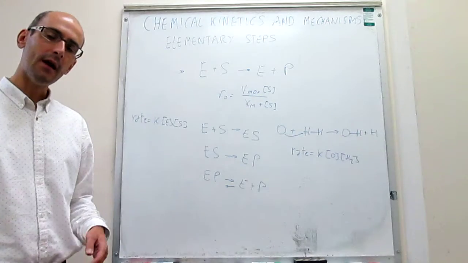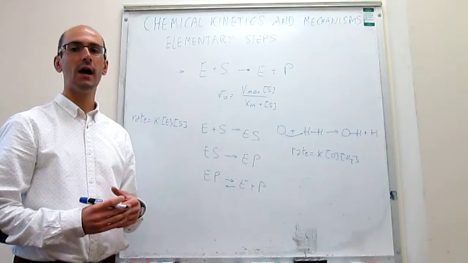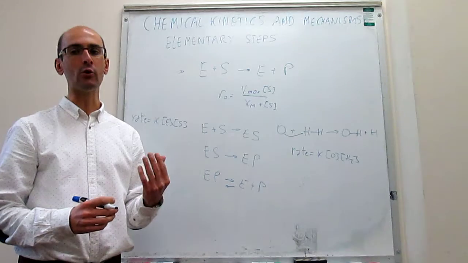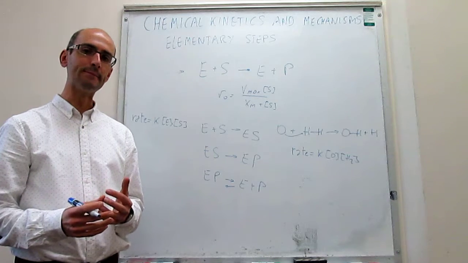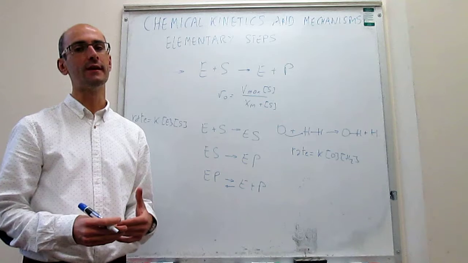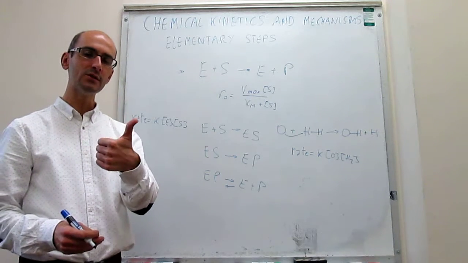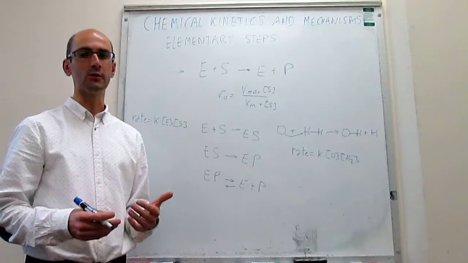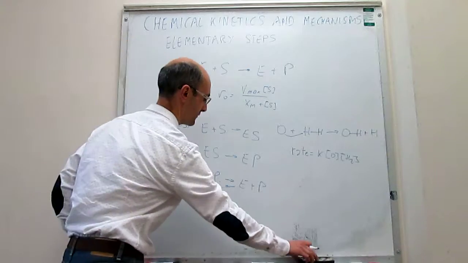Now, we can classify elementary reactions or elementary steps according to something called the molecularity of the elementary step. The molecularity simply is the number of species involved, the number of reagents involved in that particular reaction step. So if there's only one reagent, then the elementary step is called unimolecular, and the reaction will be first order.